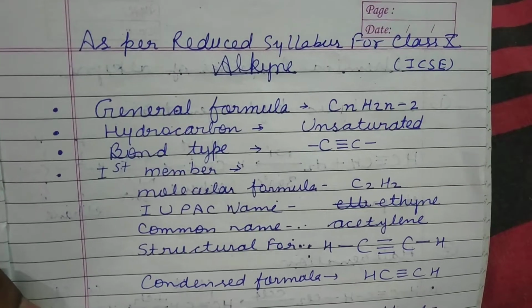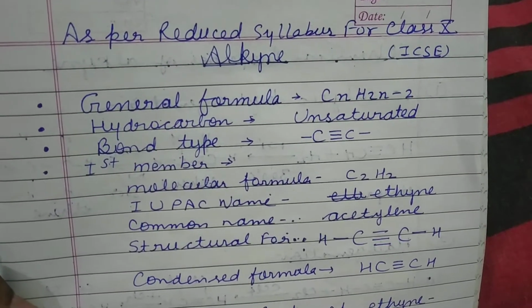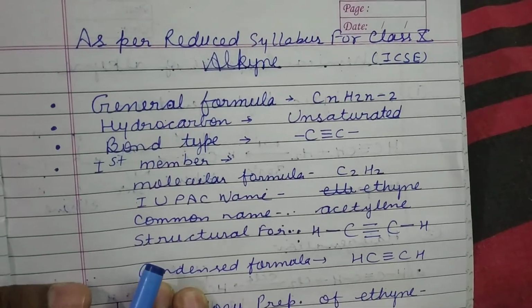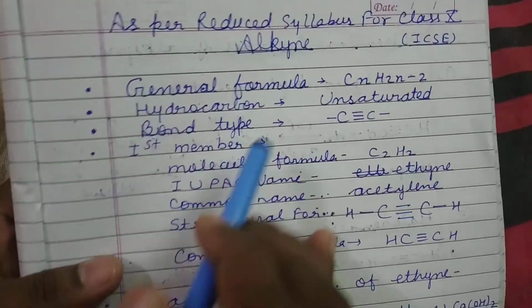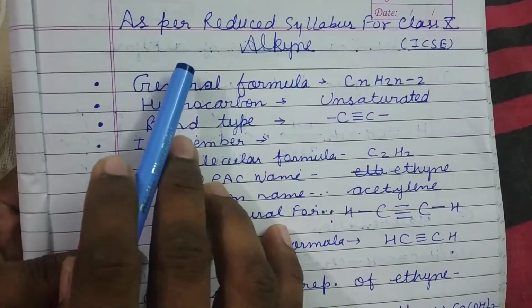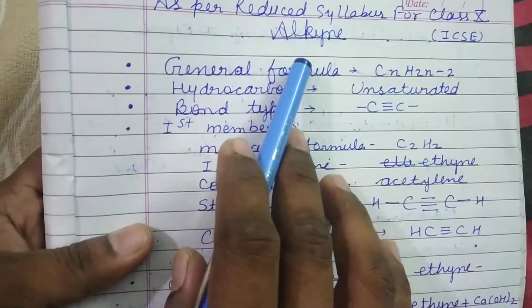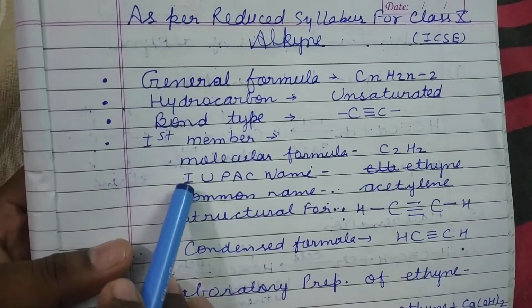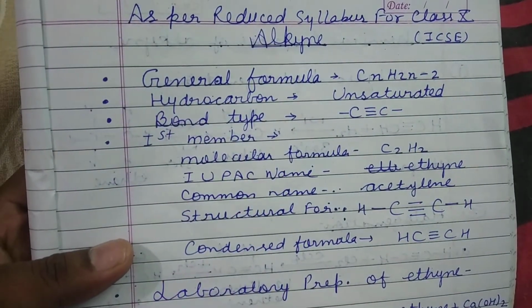Hello friends, I am Ajit Agarwal and in this class of chemistry, we will discuss the last part of organic chemistry. Here, I will discuss alkyne. After alkane and alkene, this is alkyne. These are the reactions which will come in your board exam.